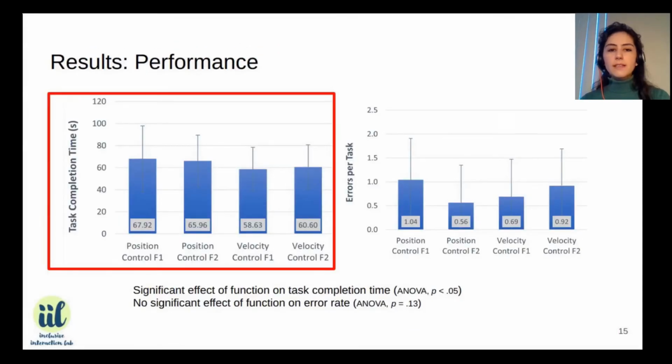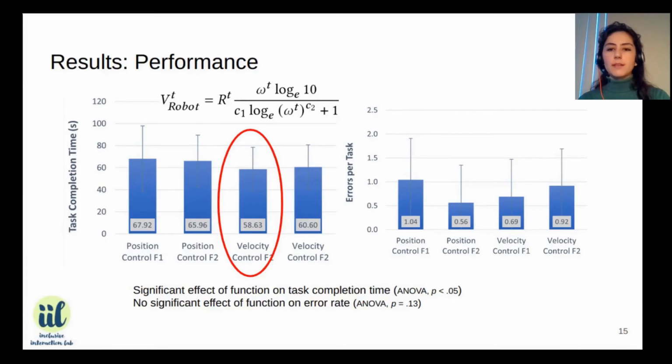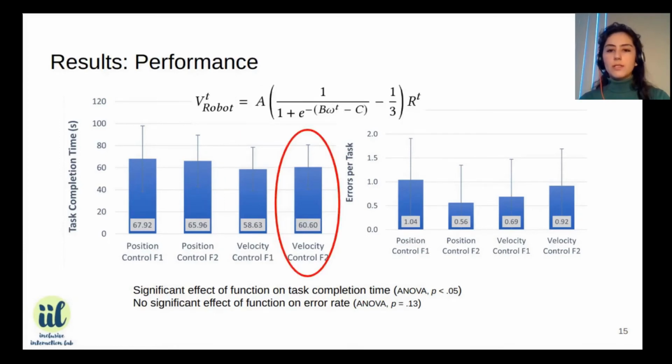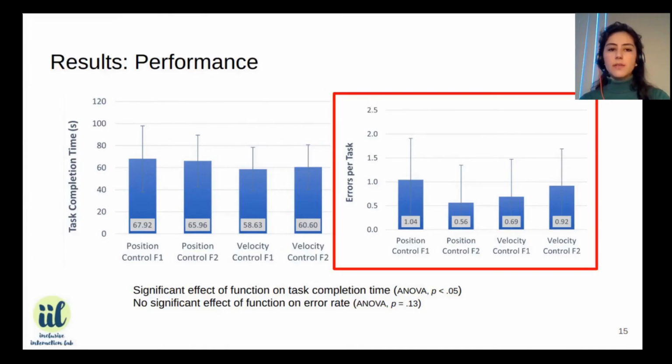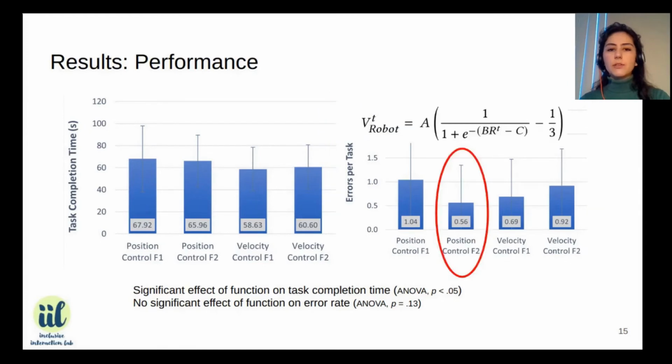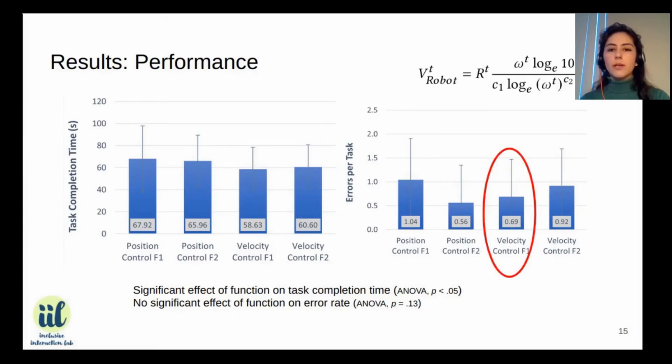In terms of task completion time, the velocity-controlled F1 was the fastest method. Velocity-controlled F2 was the second fastest method, and the effects were statistically significant. In terms of the error per task, the position-controlled F2 and velocity-controlled F1 performed better, although the effects were not statistically significant.